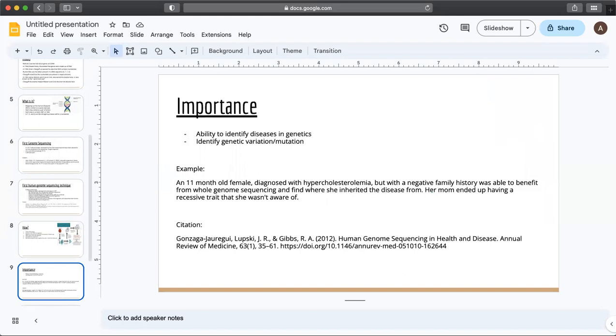Finally, we got the importance of it. Why is this important? Well, we have the ability to identify diseases in genetics and also identify genetic variations or mutations in genes and in our DNA. We can look for those mutations. For example, in one of the peer-reviewed journals I read, an 11-month-old female diagnosed with hypercholesterolemia but with a negative family history was able to benefit from whole genome sequencing and find where she inherited the disease from. Her mom ended up having a recessive trait that she was unaware of.